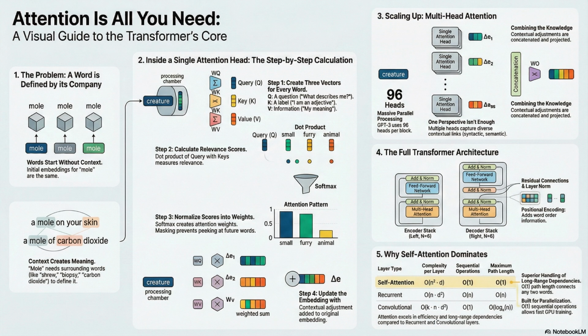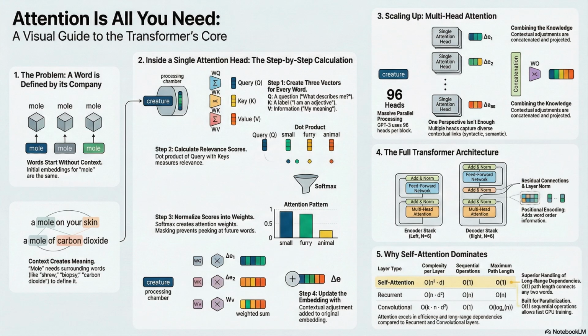And in that initial phase, before any real processing happens, the vector for mole is identical in all 3 sentences. The model has absolutely no way of telling the difference between the animal, the unit, or the skin feature. That generic vector just holds the sort of blended average meaning of all possible moles. And obviously, if the model wants to predict the next word, say, after 1 mole of carbon dioxide, it has to know we're talking about chemistry, not dermatology.